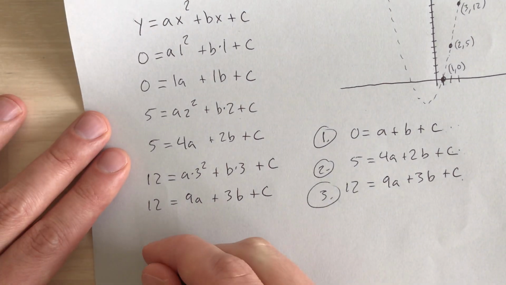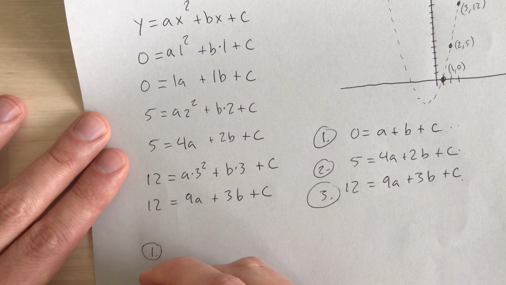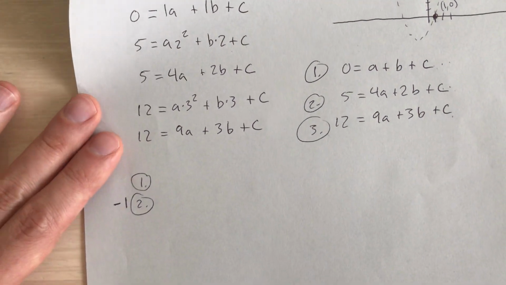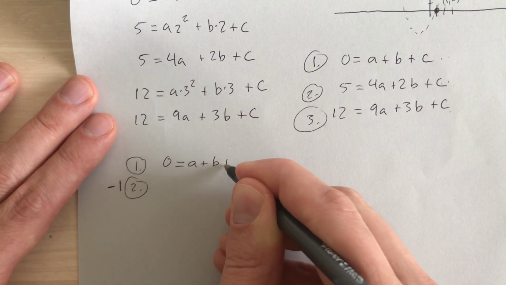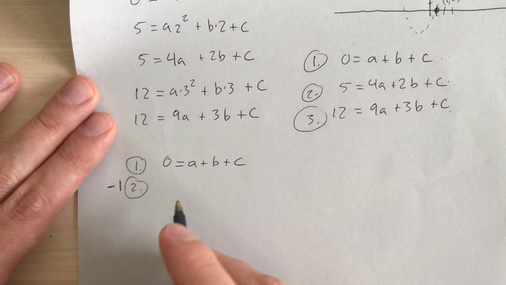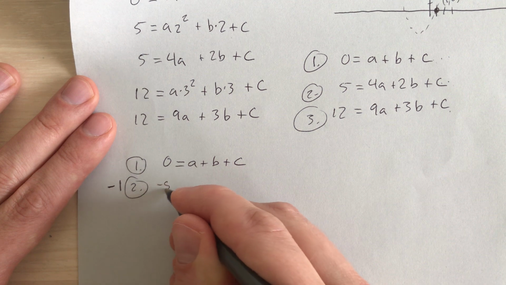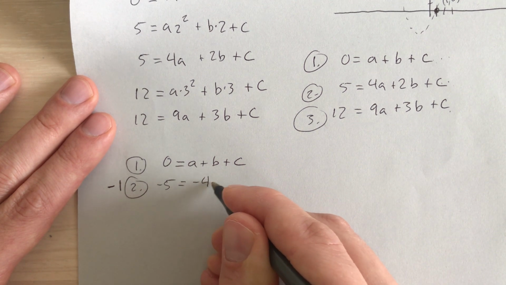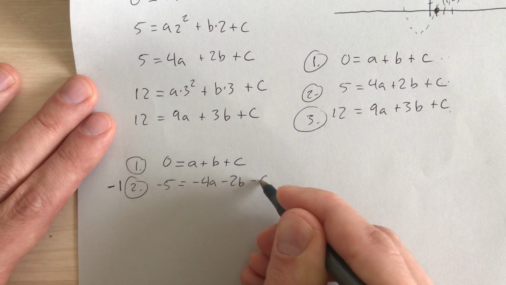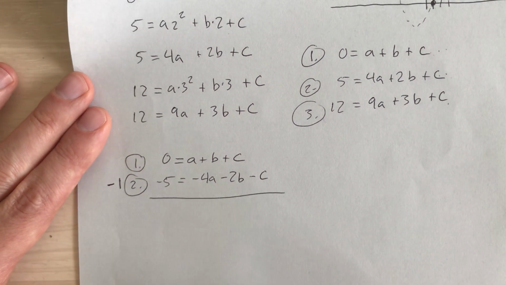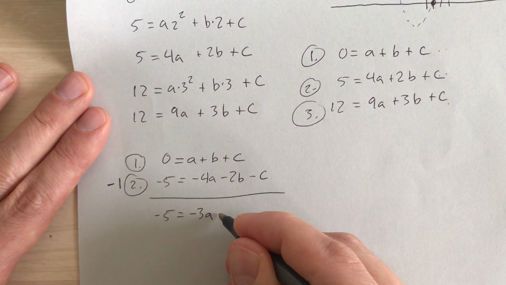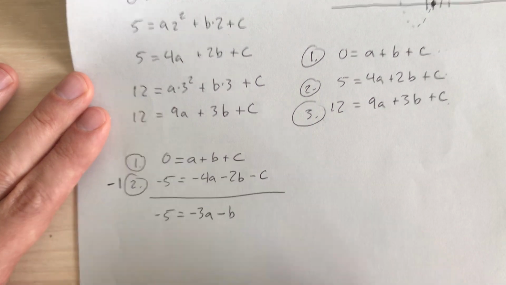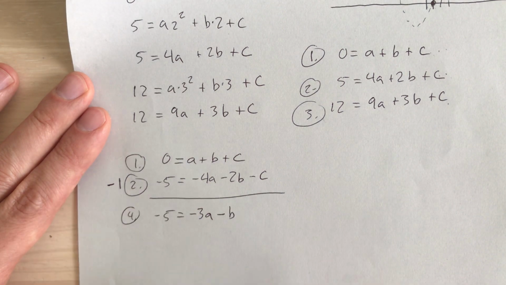So this is going to be 1 and 2. But again, I'm multiplying 2 by -1, so when I write 2 again, it's going to look a little different. So 1 is just going to be 0 equals a plus b plus c. But when I multiply 2 by -1, it's going to end up being -5 equals -4a minus 2b minus c. Now I'm going to add those two together, and I'm going to get -5 equals -3a minus b, and then the c's cancel. So there's equation number 4 for you.